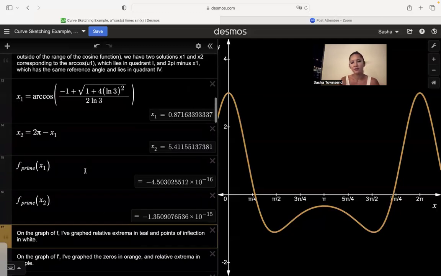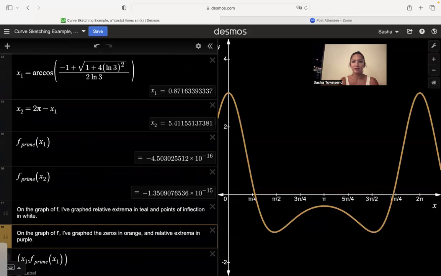And when we evaluate the first derivative at those x values, we don't get 0. We get this very, very tiny number, negative 4.5 times 10 to the negative 16th, and negative 1.35 times 10 to the negative 15th. That 10 to the negative 16th and 10 to the negative 15th are so small, they might as well be 0.